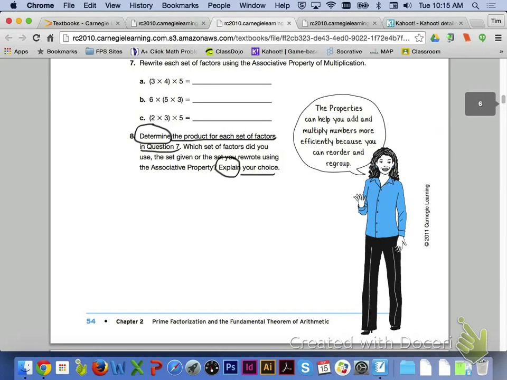If we take a look at number 8, now we want to determine the product for each set of factors in question 7. Which set of factors did you use? The set that was given or the set that you rewrote using the associative property, and explain your choice. So go ahead and do number 8 with your group members.